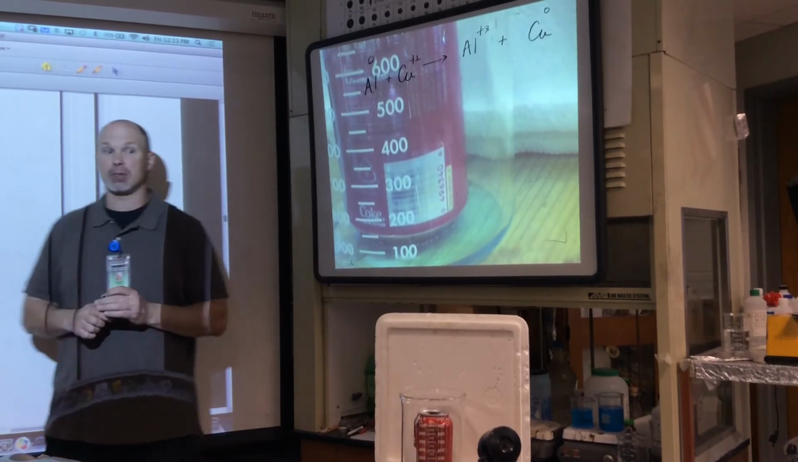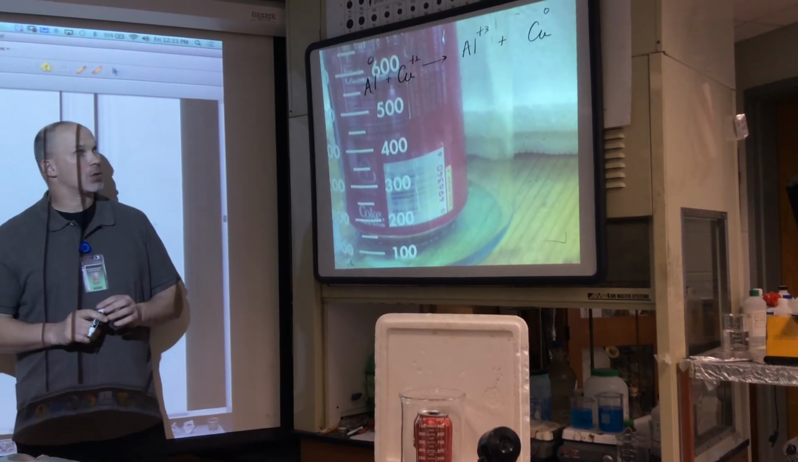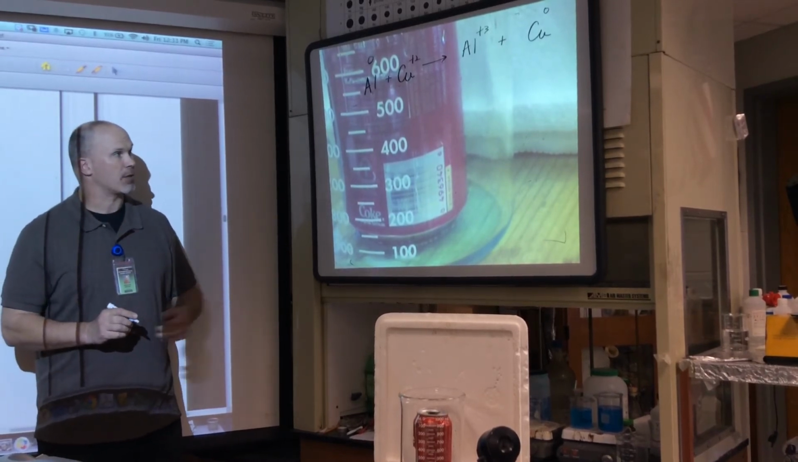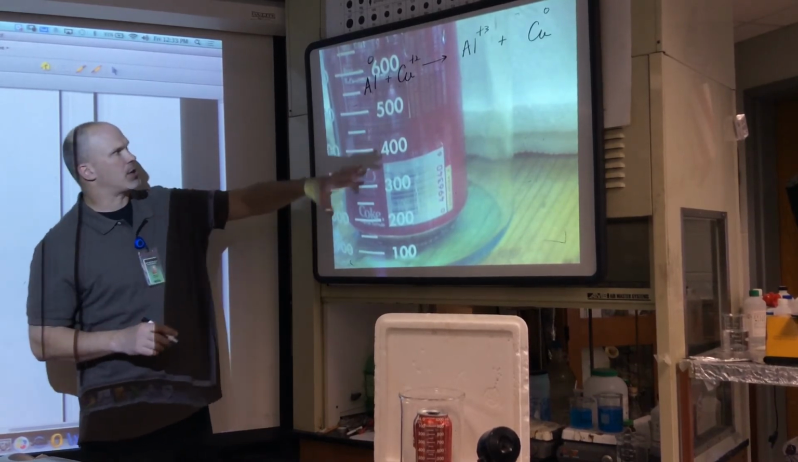Now, here's how we do it. We can do it in terms of half reactions, or I'll show you another way. So let's do it in terms of half reactions first. Can everyone see this with the background the way it is? We're good? Okay. So I want to keep watching if something happens.